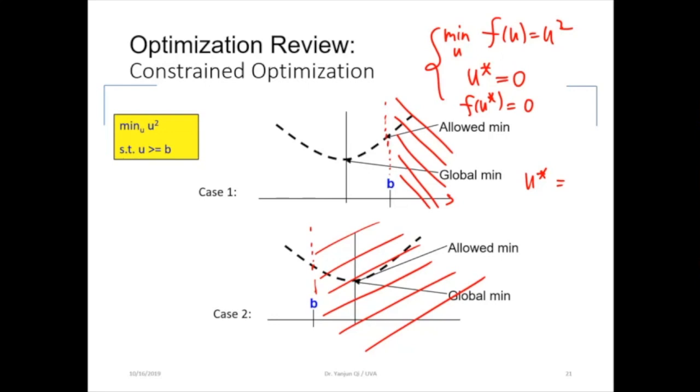In the first case, who is the best U that gives me the minimal f(U), U quadratic? Yeah, it's b. For the second case, who is the best U star? 0. This is exactly a simple flavor of constrained optimization. You have to consider constraints. And in fact, it's pretty easy to solve.